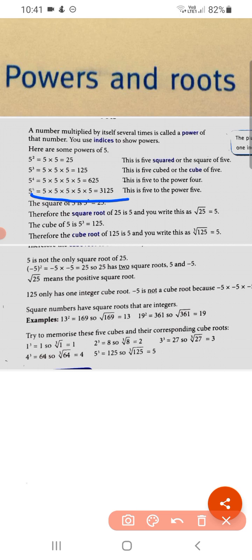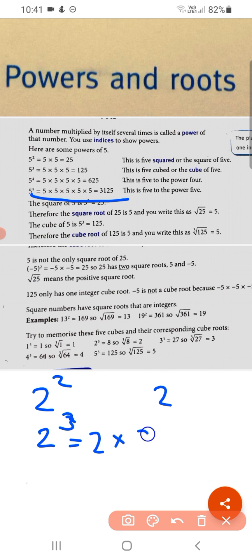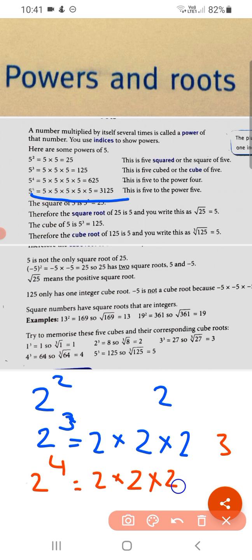Let us do more examples, children. 2 squared. So here the index or power is 2. 2 cubed, which means 2 times 2 times 2. Here the power is 3. Next, 2 to the power 4 means 2 into 2 into 2 into 2. The index or power is 4.